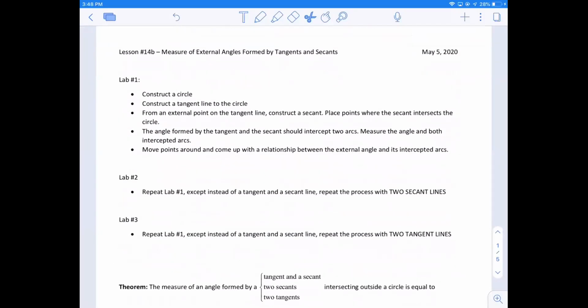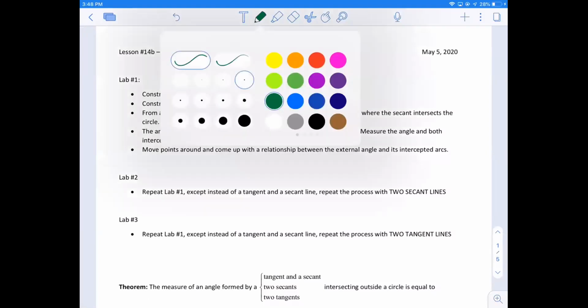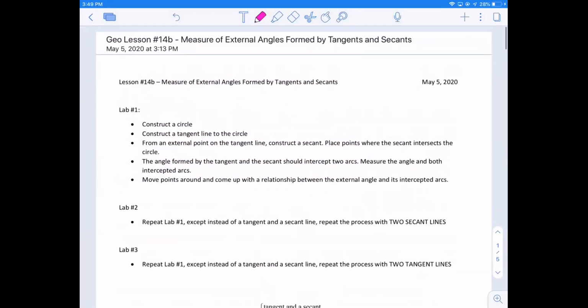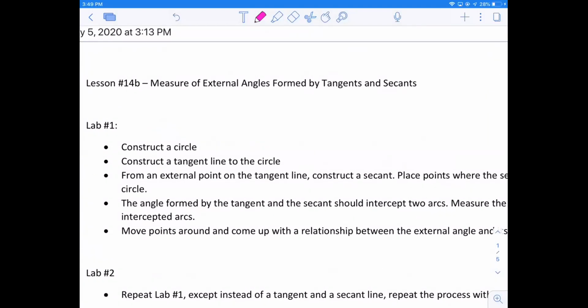All right, welcome back. We are here for some more circle theorems. So we are going to look at the measure of external angles formed by tangents and secants today.